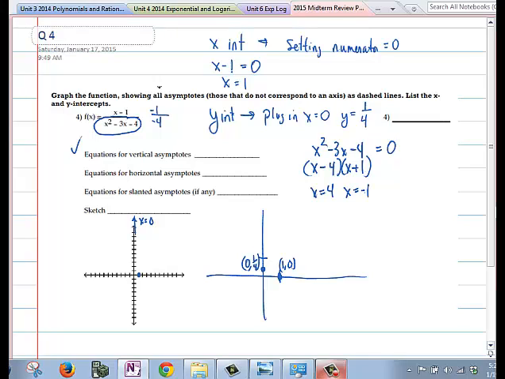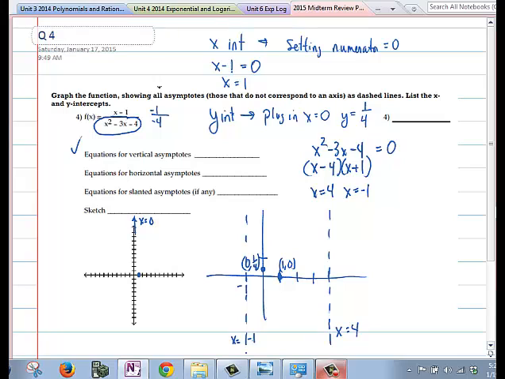x equals 4, so I'm going to go over to 4. 1, 2, 3, 4. I'm going to draw my vertical asymptote there. I'm going to label it. Please don't forget to label it. We want you to get full credit. And at -1, your asymptote here. So that's x equals -1.